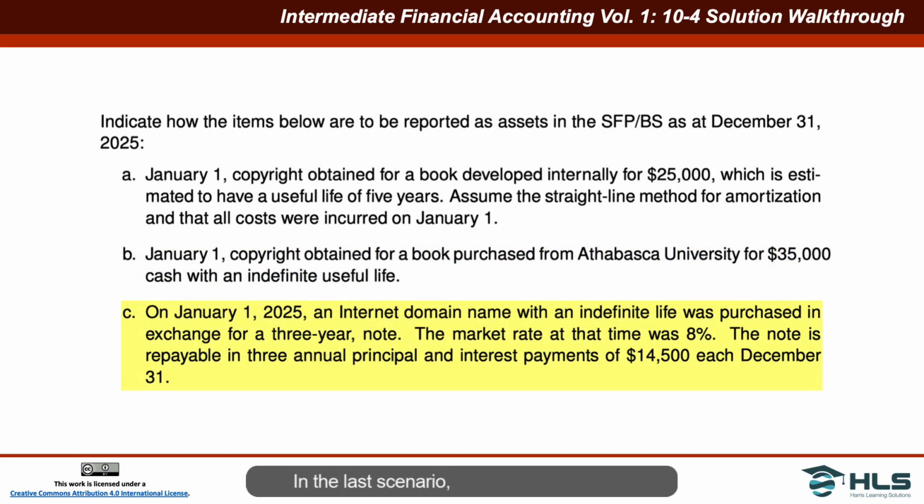In the last scenario, on January 1st, 2025, an internet domain name with an indefinite life was purchased in exchange for a 3-year note. The market rate at the time was 8%. The note is repayable in 3 annual principal and interest payments of $14,500 each December 31st.